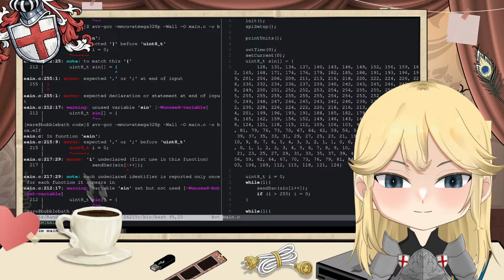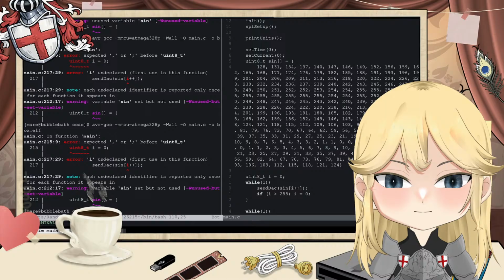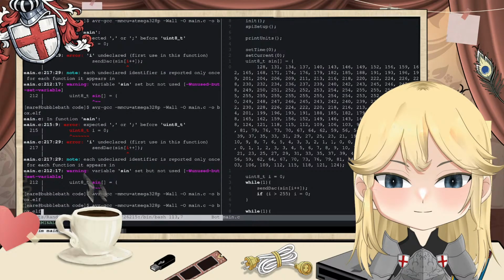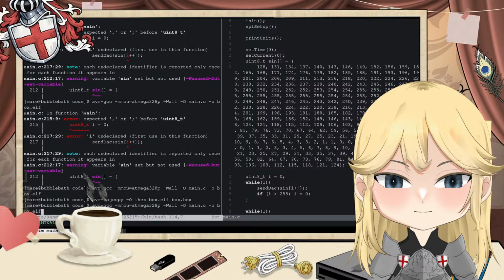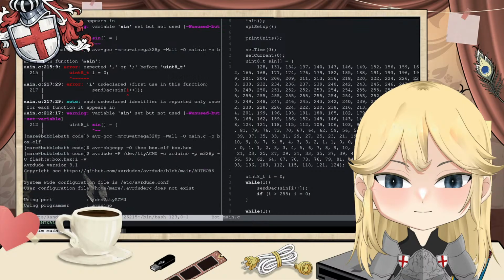Let's see. What do you mean it's not used? It is obviously used. Is set but not used. Huh? Oh. There we go. Forgot a semicolon. Absolute classic.